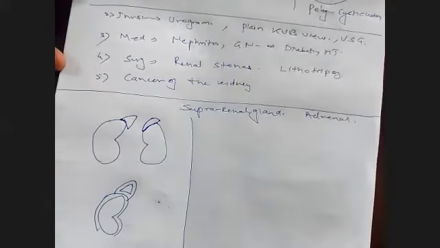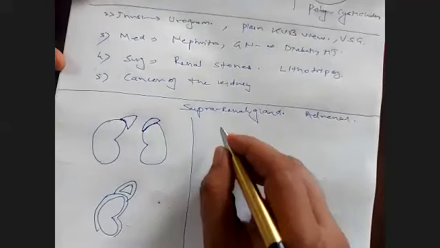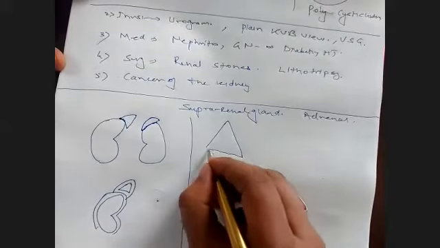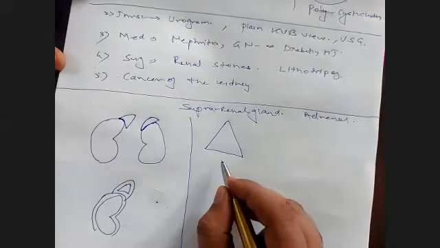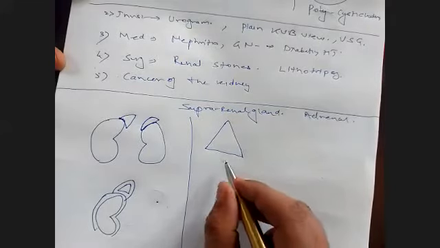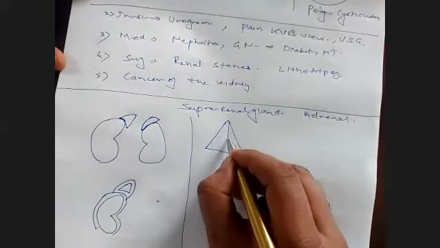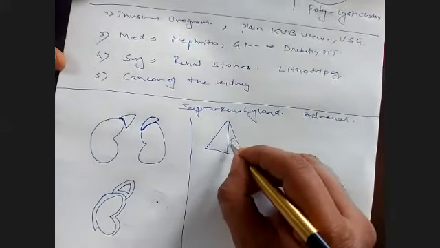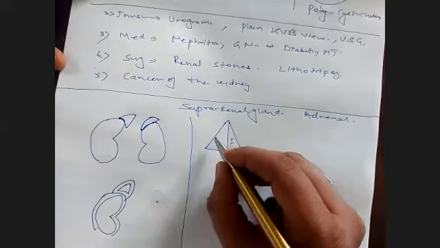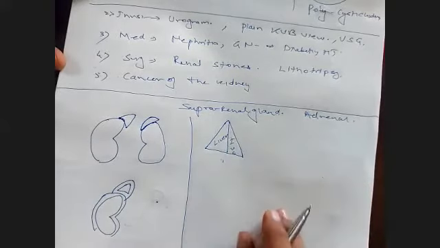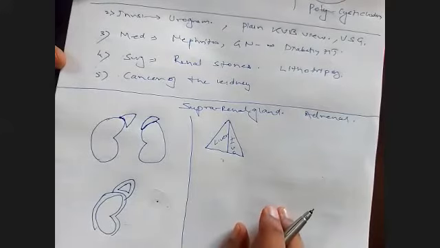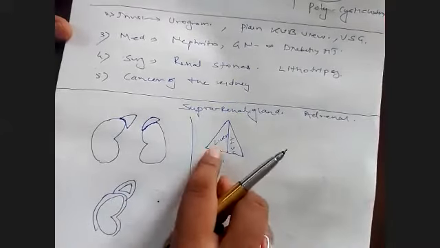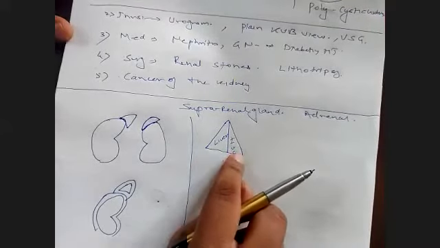Now let us talk about the relations of the suprarenal gland. As we said, the right suprarenal is triangular, and it is related to two structures on the anterior side. It is IVC and liver. We know the bare area of the liver on the posterior surface is related to the suprarenal. So the anterior relation of the suprarenal is with the liver, and in that bare area there is IVC. It will be related to IVC.